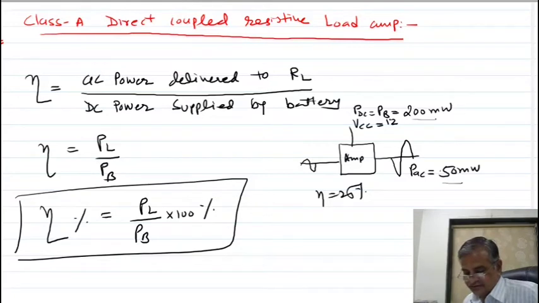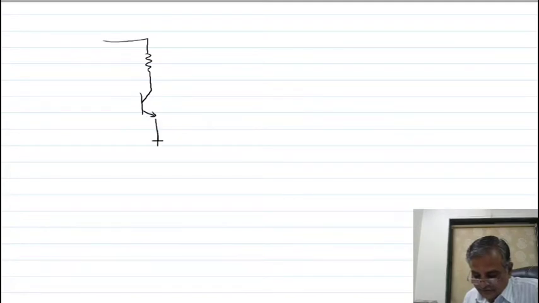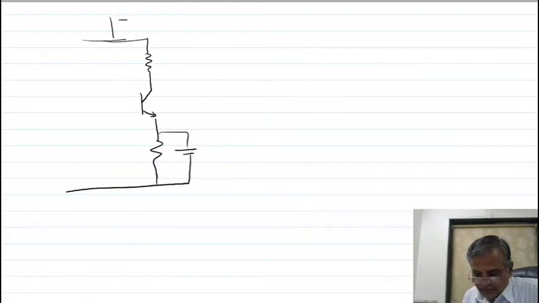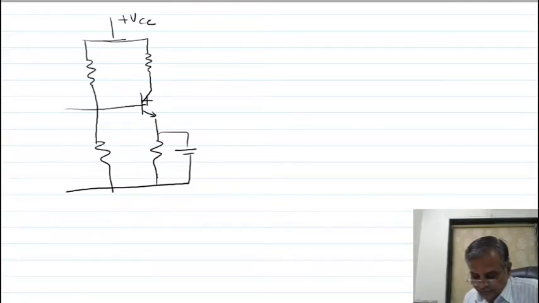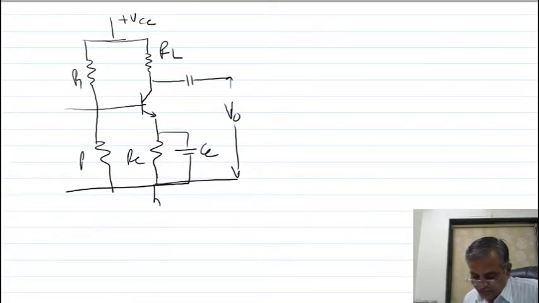Already know that. Let me show you. Suppose this is your circuit. I am operating in a class A mode. This is output VO. This is RL, RE, C, R1, R2. This is your input signal.